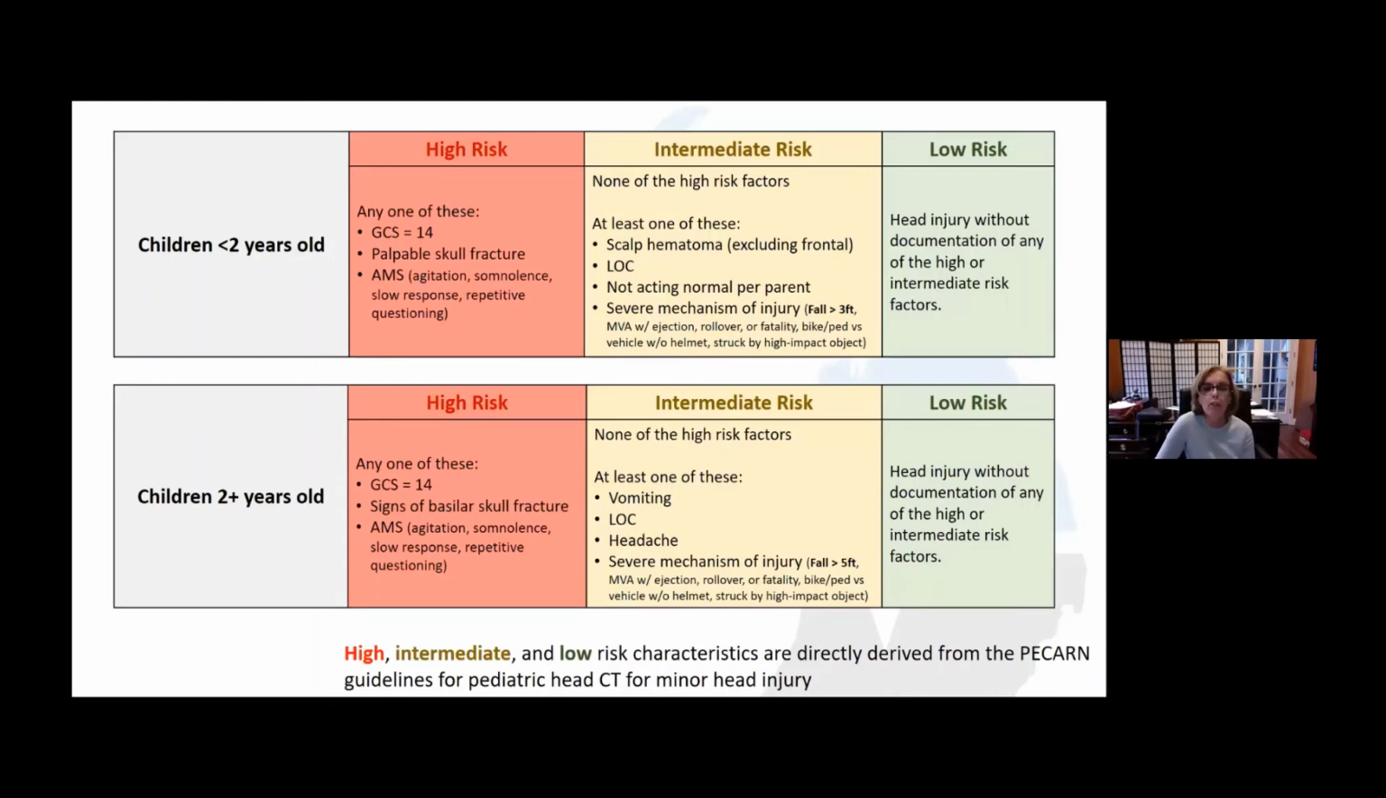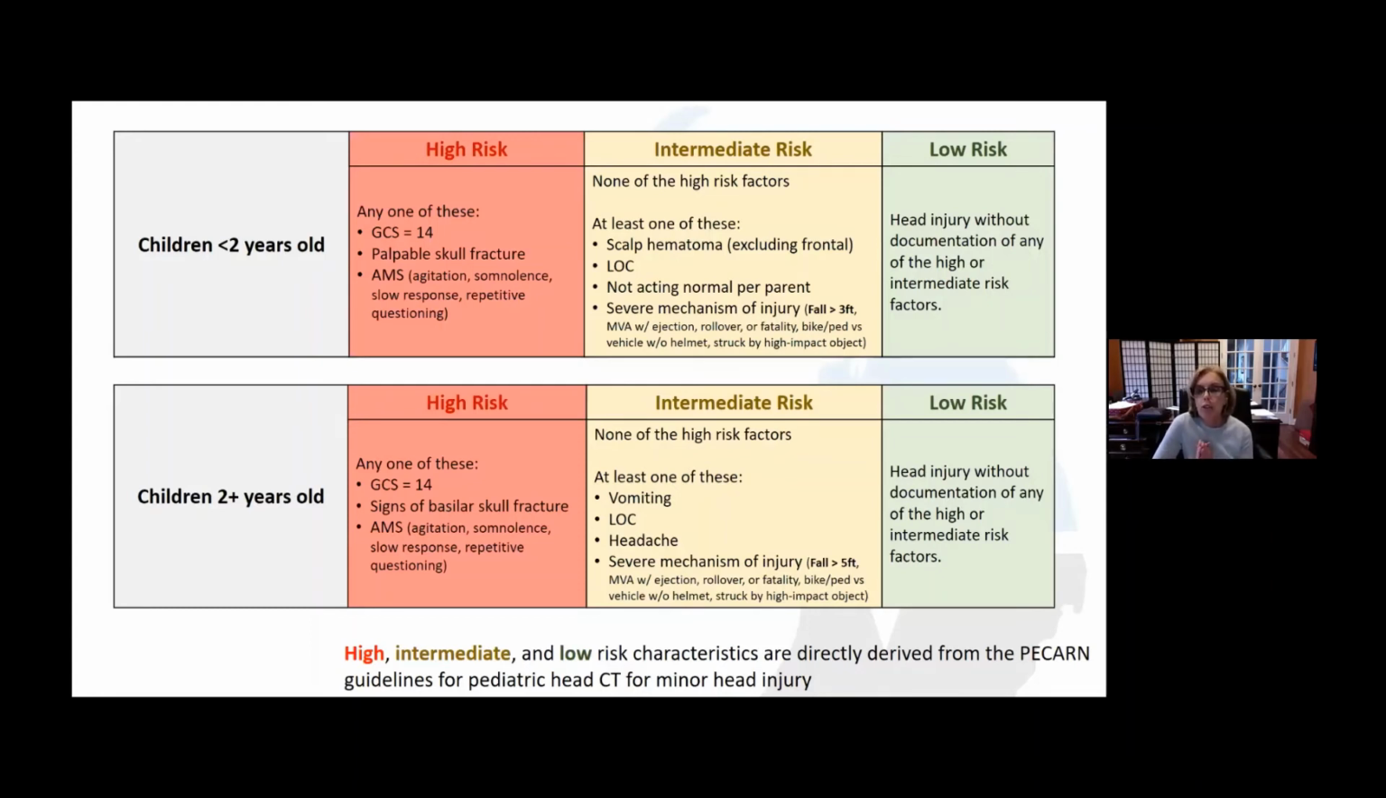So remember, in kids less than 2 years old, and the kids over 2 years old, the criteria to get in is that you have to have a GCS of 14 or above. And another little point to abstractors and clinical champions on the call, that documentation of GCS is really super important. In kids less than 2 years, the high risk group is a little bit different: signs of a palpable skull fracture, whereas in kids older than 2, it's signs of a basilar skull fracture. But both have criteria for agitation, somnolence, slow response, repetitive questioning.